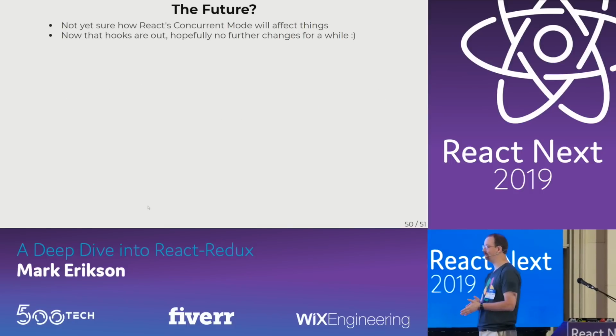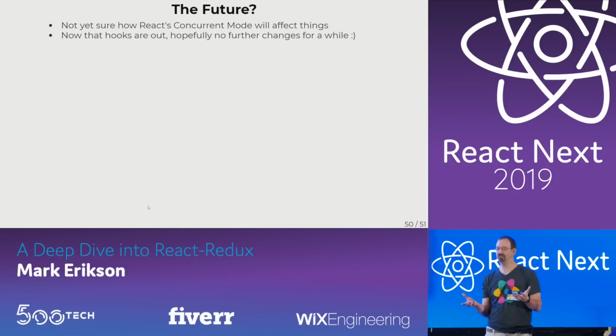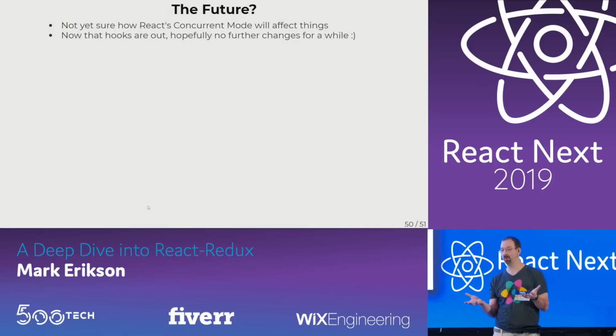So what does the future hold? We're still really not sure exactly how this React concurrent mode thing is going to work out. Hopefully Fernie can answer some of those questions for us. It's very possible that React Redux and concurrent mode might not play all that well together. We don't know. We're going to have to wait and see. As far as actual changes to the library, we're kind of hoping that we won't need any more changes for a while. But if there is, keep an eye on the issues. I'm sure there will be discussions.